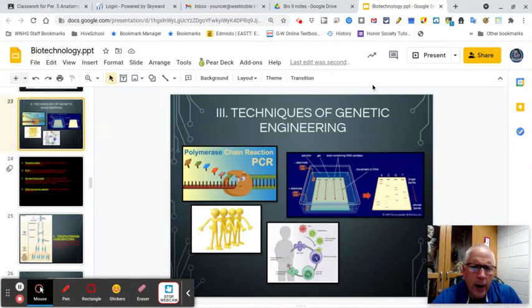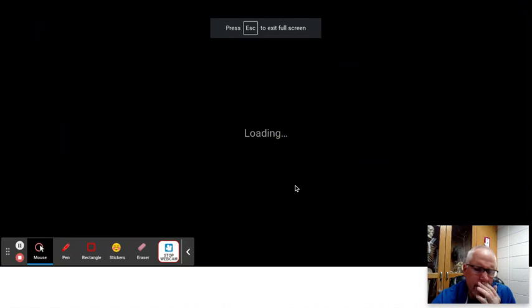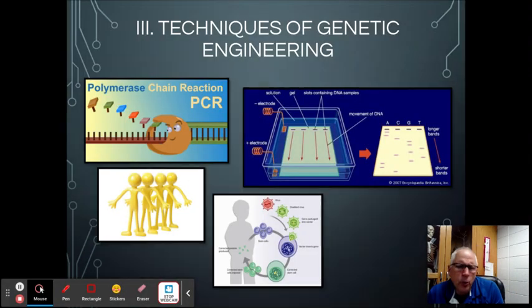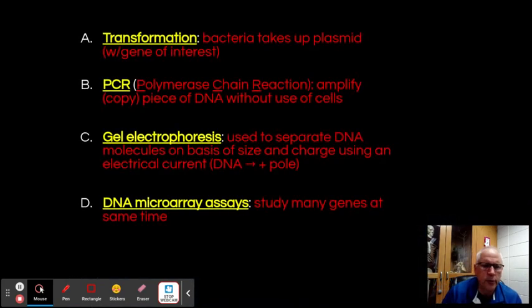So let's wrap up notes, talking a little bit about some of the other things, some of the tools that help us do what I just showed you. PCR, gel electrophoresis that we did a lab on. There's lots of different tools in a tool belt, as the old saying goes. So just some terminology. Transformation is when a bacteria takes up a gene of interest, which I just showed you. That's called transformation because we're transforming it into something else.